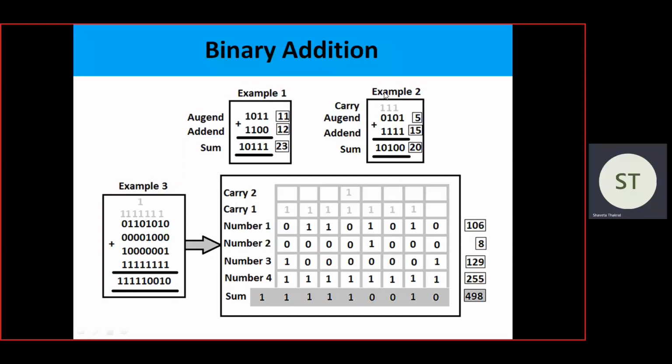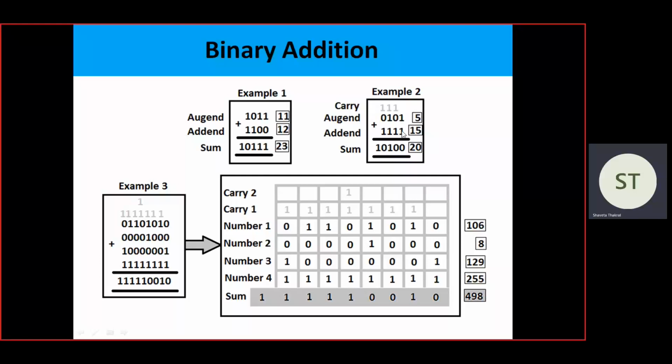Then the second example we are taking is decimal number 5 and decimal number 15, which we need to add. So first we are converting 5 to its equivalent binary, that is 0101. Then we are converting 15 to its equivalent binary, that is 1111. So 0101 we are taking as augend and 1111 we are taking as addend.